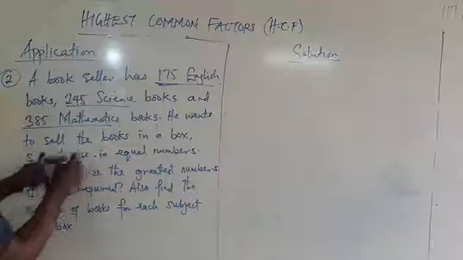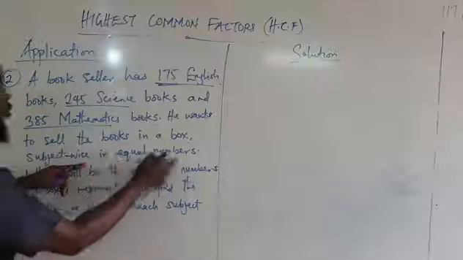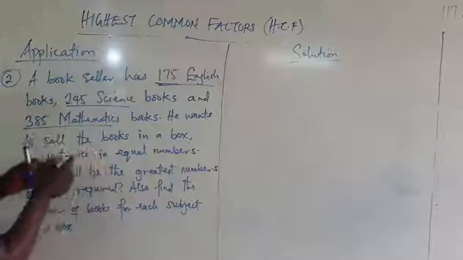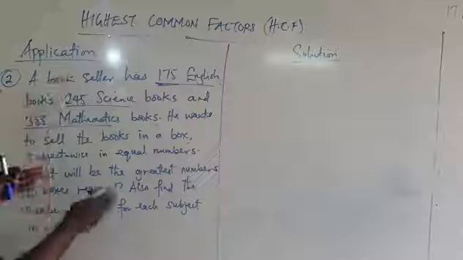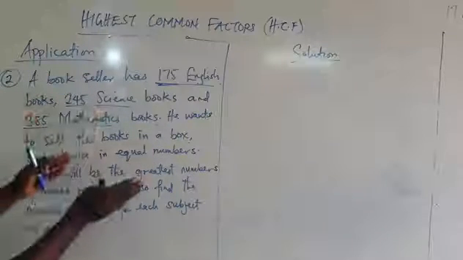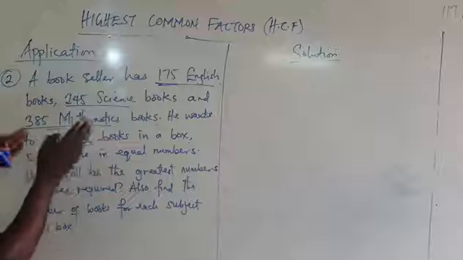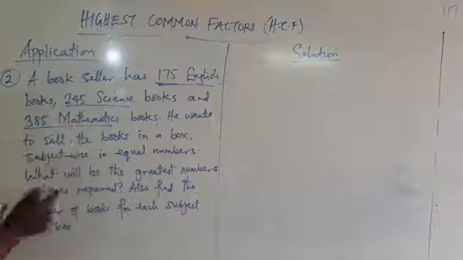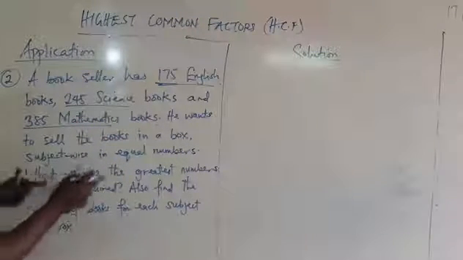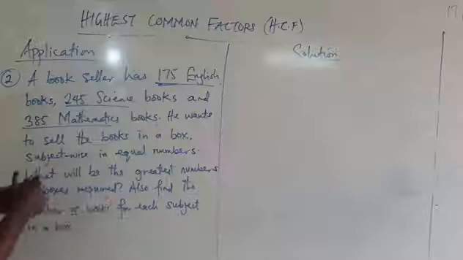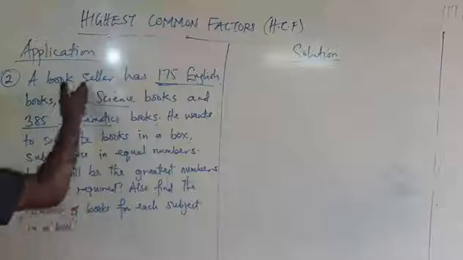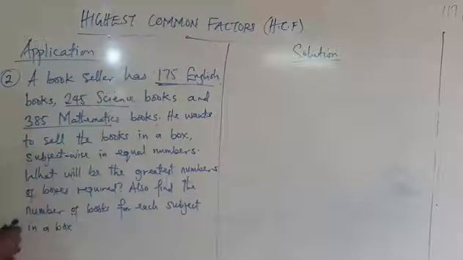He wants to sell the books in a box, subject wise, in equal numbers. That is, you're going to have an equal number of English books in all the boxes, an equal number of science books in all the boxes, and an equal number of math books in all the boxes. So what will be the greatest number of boxes required? How many boxes are we going to divide all this into?